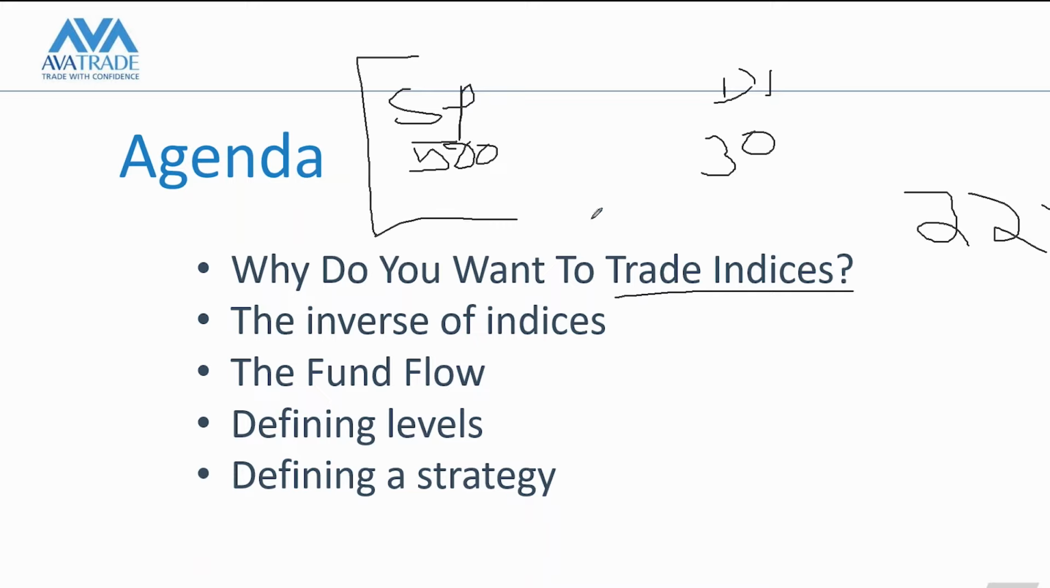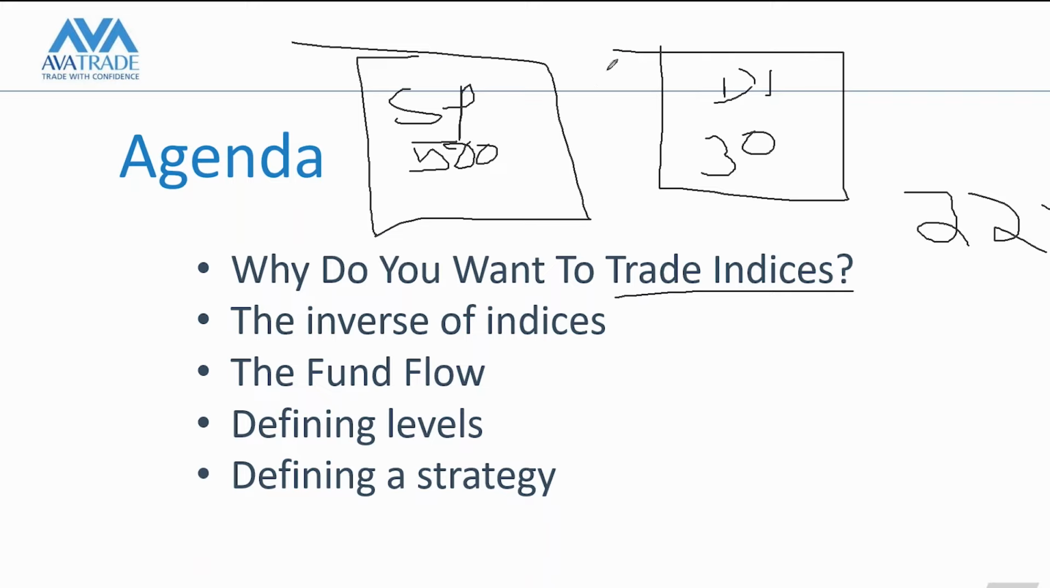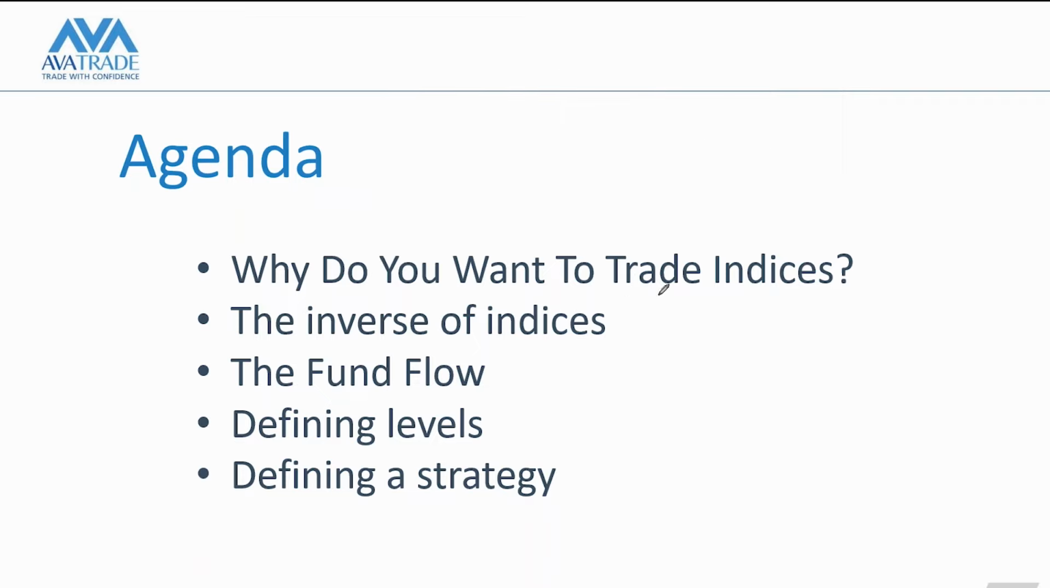But if you had the S&P 500 in your account, or as an index, if you were trading Dow Jones Industrial, you would have only been down by less than 1%, because both of these were down around that mark, or even slightly less than that. So that gives you the overall answer to why we want to trade indices.